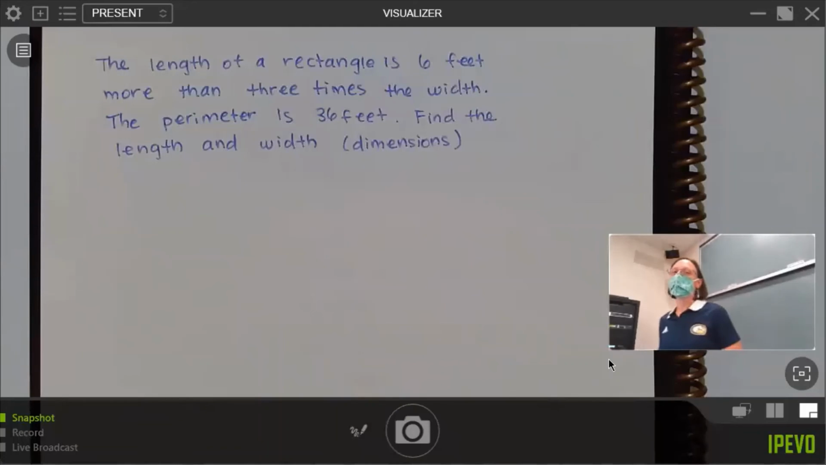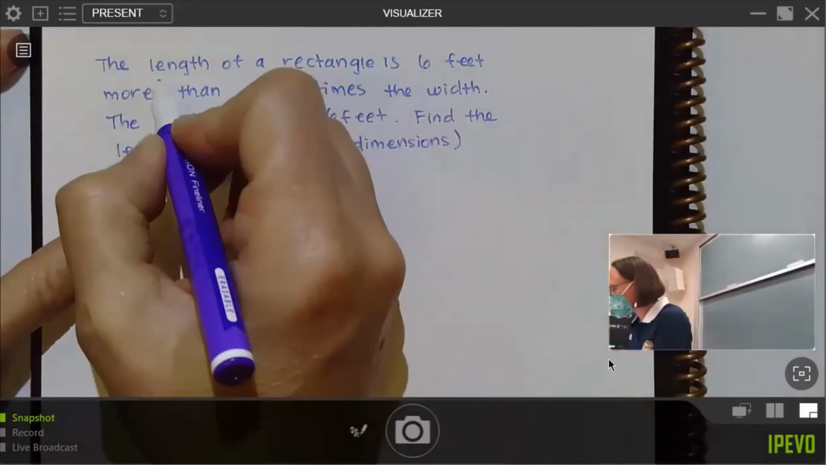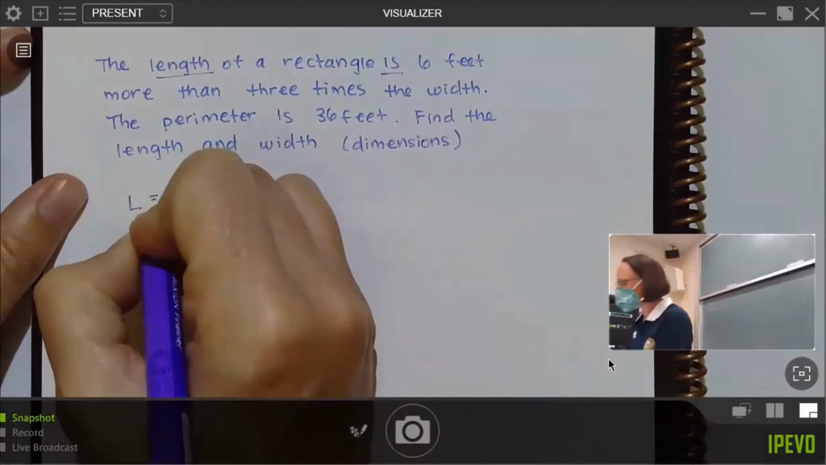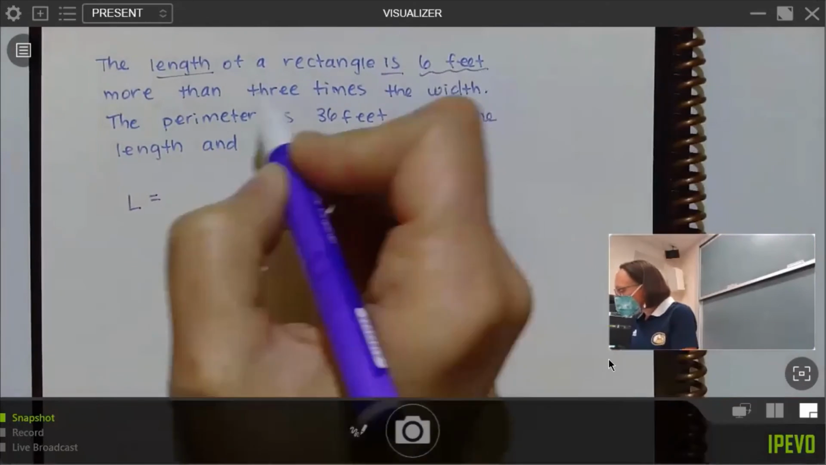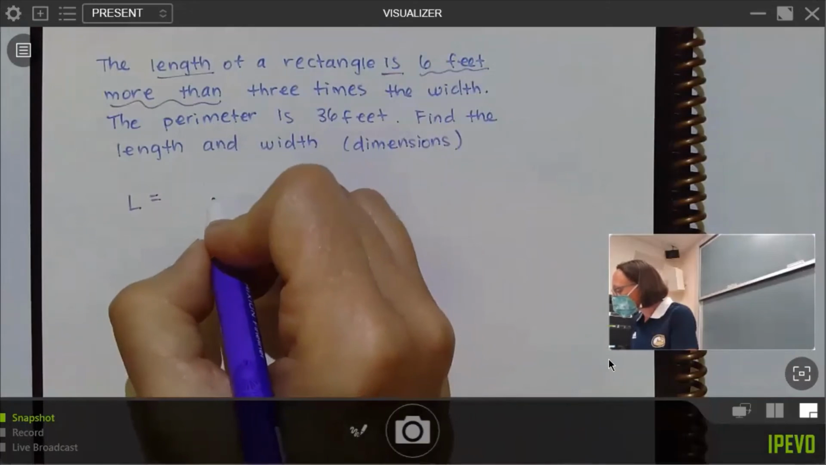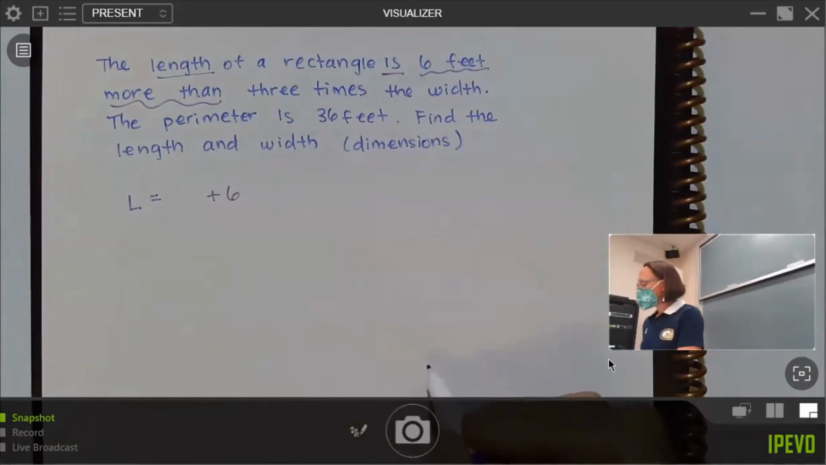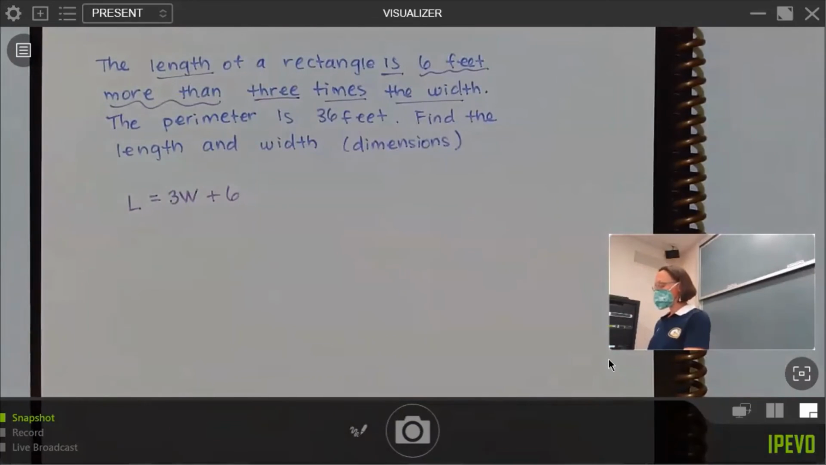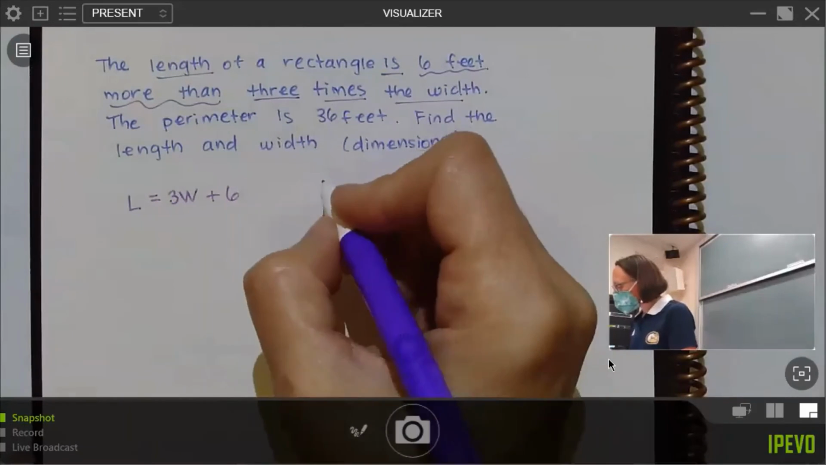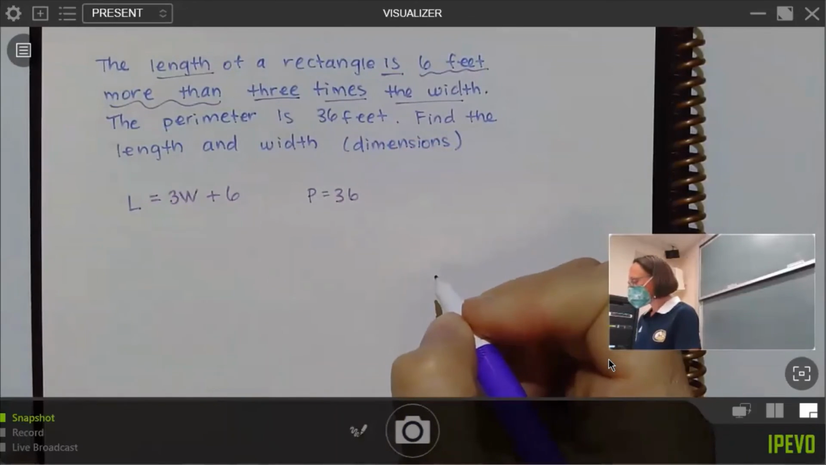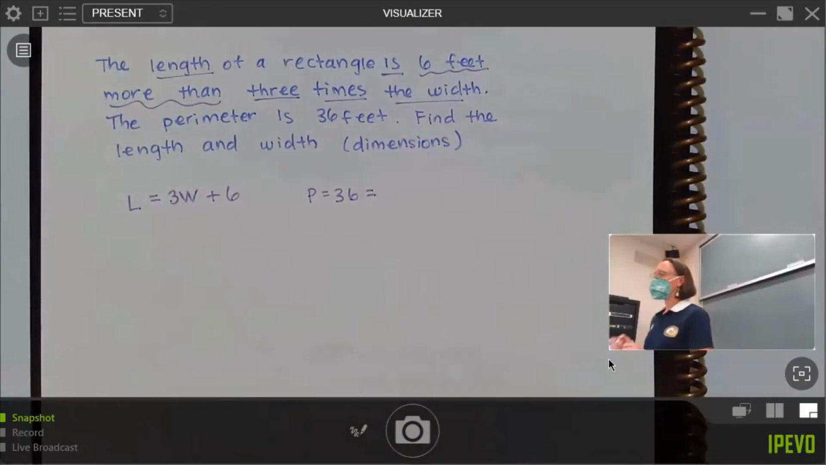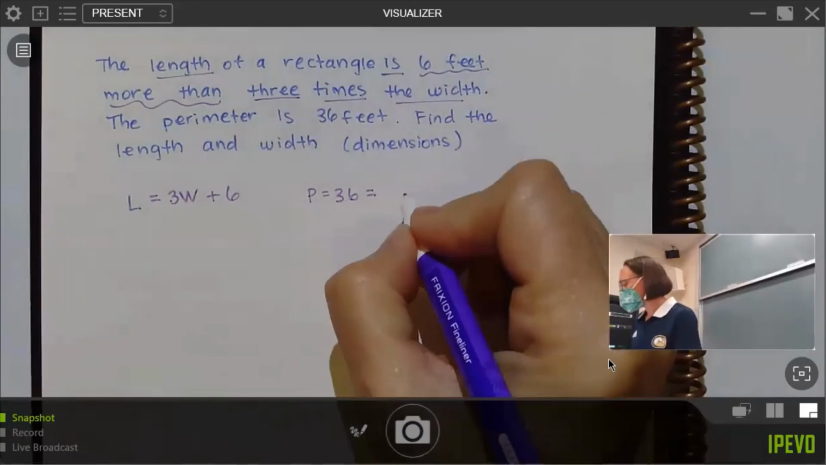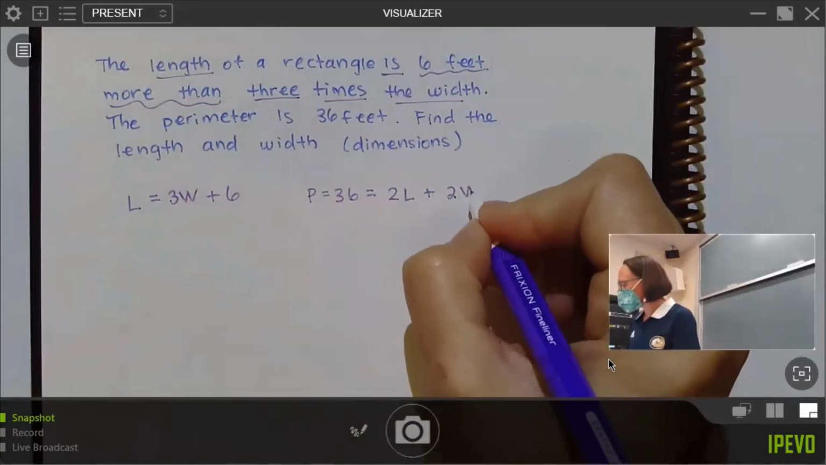So the length of a rectangle is 6 feet more than 3 times the width. If I start dissecting that, L equals 6 feet more than, so I know I'm going to be doing something plus 6. And then I've got 3 times the width. The perimeter is 36 feet. So our perimeter is equal to 36 feet, which is fine, but more useful to know that formula for the perimeter that includes the length and the width. So those 36 feet, that's twice the length plus twice the width.